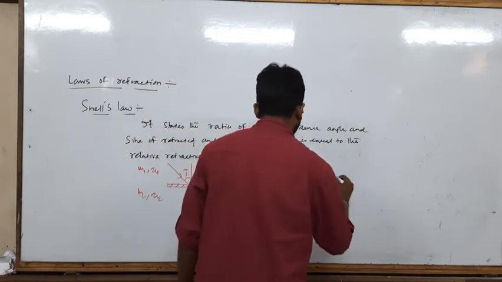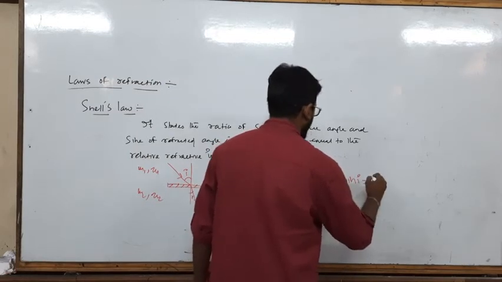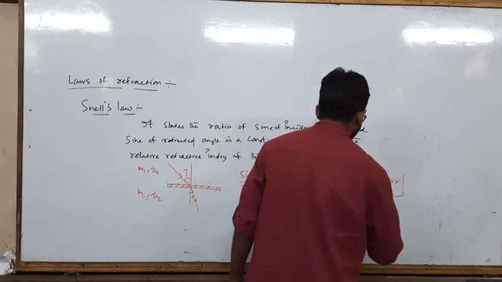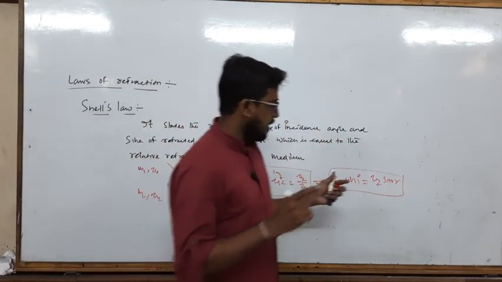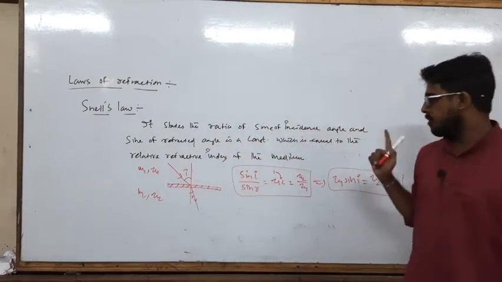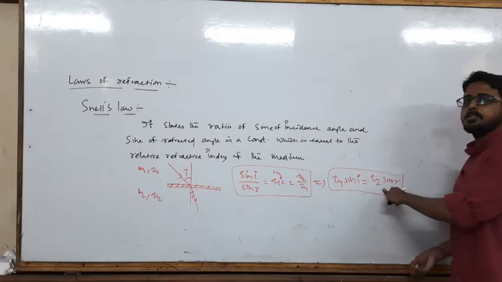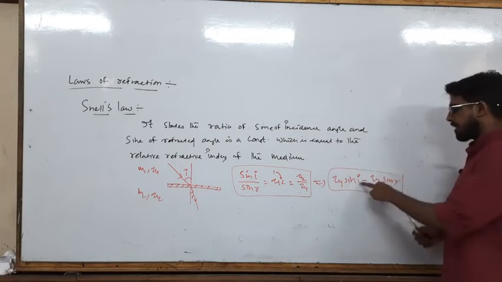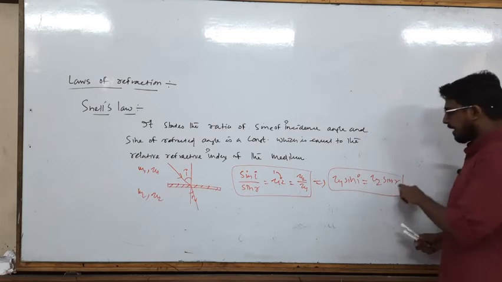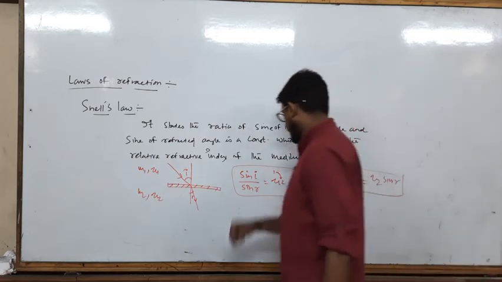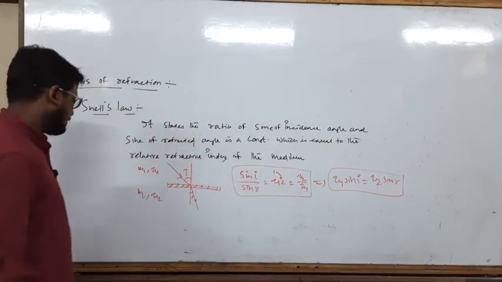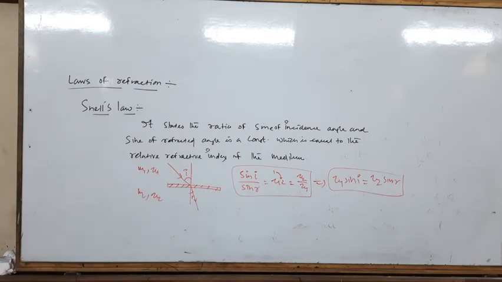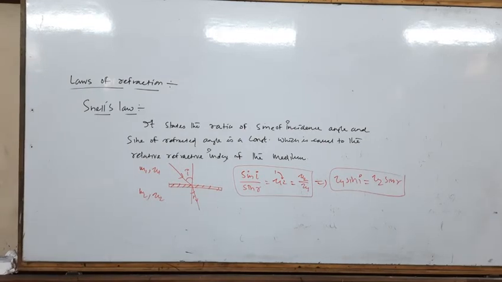And from this relation we can write mu1 sine I equals mu2 sine R. You have to remember this relation. What is mu1? Mu1 is the refractive index of the medium from which light is coming, and mu2 is the refractive index of the medium to which light is going. And I is the angle of incidence, and R is the angle of refraction. So this is known as Snell's law.